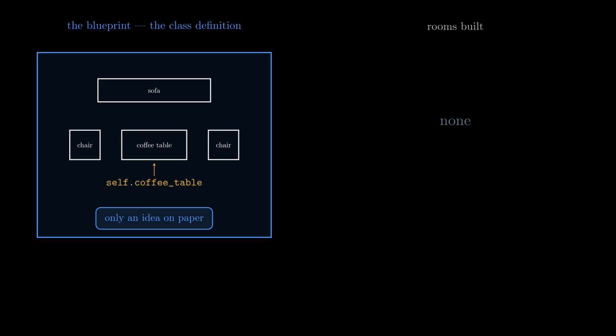Here is the analogy that makes self click. A blueprint for a room. The room does not exist. The blueprint is only an idea on paper. But it promises that any room built from it will contain 2 chairs, a coffee table, and a sofa. Right now, there are no rooms, no chairs, no tables anywhere. Self is how the blueprint refers to its own attributes. Writing self.coffeetable means when an actual room exists someday, this refers to that room's coffee table.